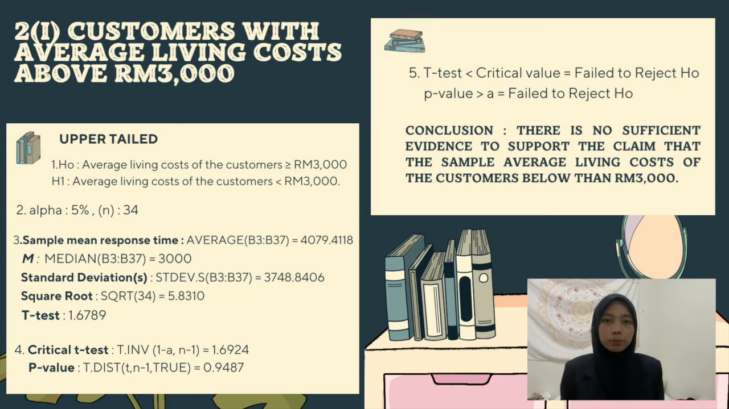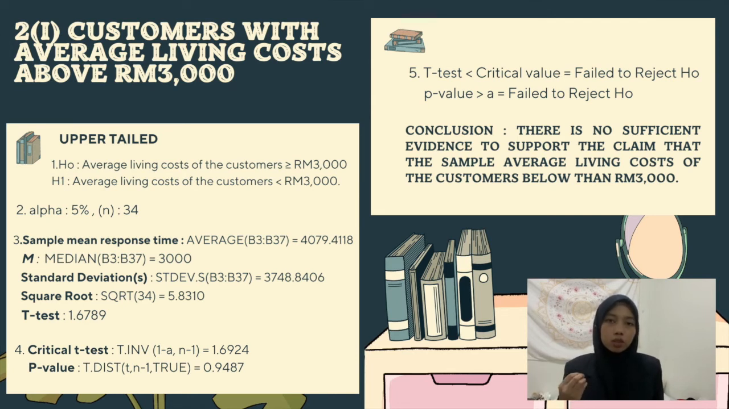Fourth step is to determine decision rule. To find critical t-test, before you go to the formula, you have to solve two things, which is 1 minus alpha 0.05 and degree of freedom, n minus 1, which is 34 minus 1, and you can use the formula TINV 0.95, 33 and get 1.6924. Next, find p-value. To find the p-value, you have to use the formula with the value of t-test, degree of freedom, and true. And the answer is 0.9487.